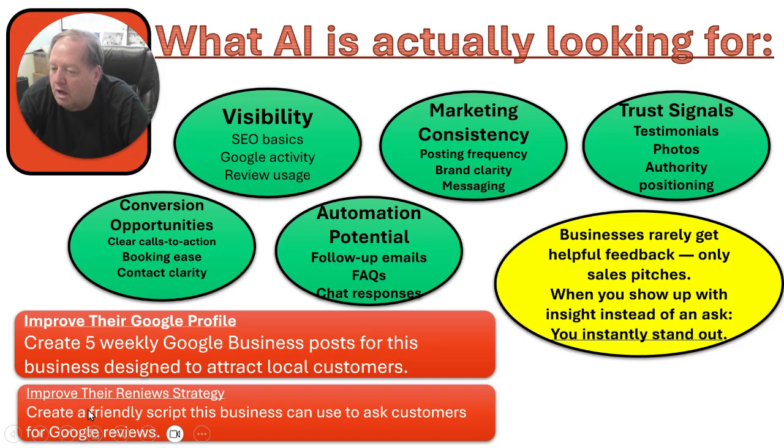There's the typo. Improving their review strategy, right? You're going to create a friendly script that this business can use to ask customers for Google reviews. You probably, hopefully, have one yourself, and then you're going to adjust it for them. But if you don't, you go into ChatGPT and say, I need you to create a friendly script for this plumbing business so that it can ask its clients or tell its clients or help its clients write the Google review, right? Because why do you not get reviews?